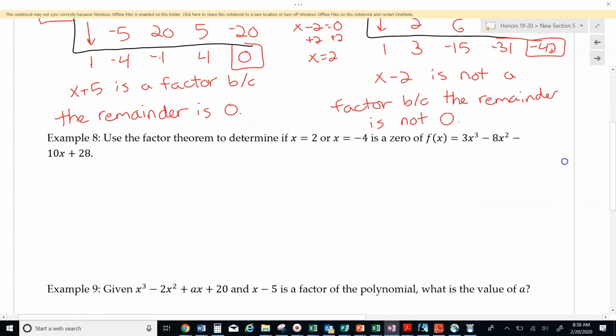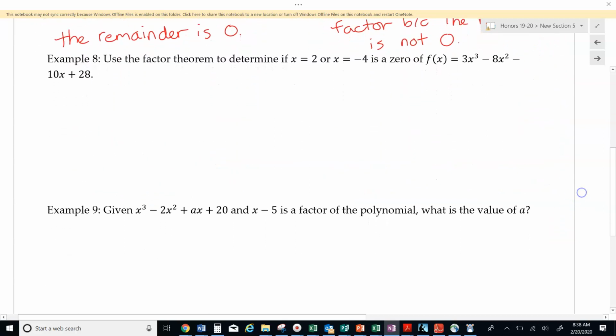Same idea with example 8. Use the factor theorem to determine if x equals 2 or x equals negative 4 is a 0 of 3x cubed minus 8x squared plus 10x plus 28. So I can use my synthetic division, and I have 3, -8, 10, and 28. I want to know if x equals 2 is a factor of that. This is already x equals. I don't have to do anything extra.